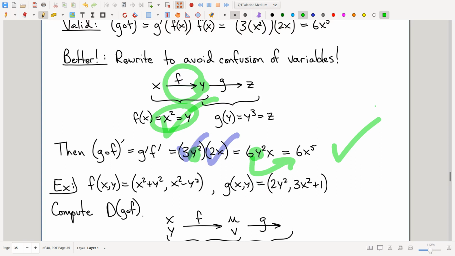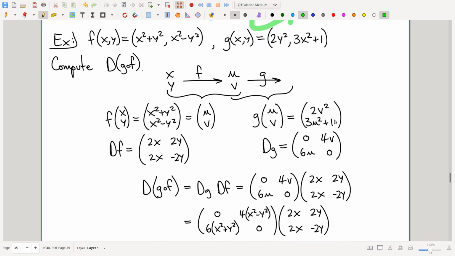So, longer than I intended to talk about single variable confusion of variables, but don't confuse your variables, right? I mean, avoid confusion of variables if you possibly can. And next time what we'll see is how the exact same thing happens in multivariable.